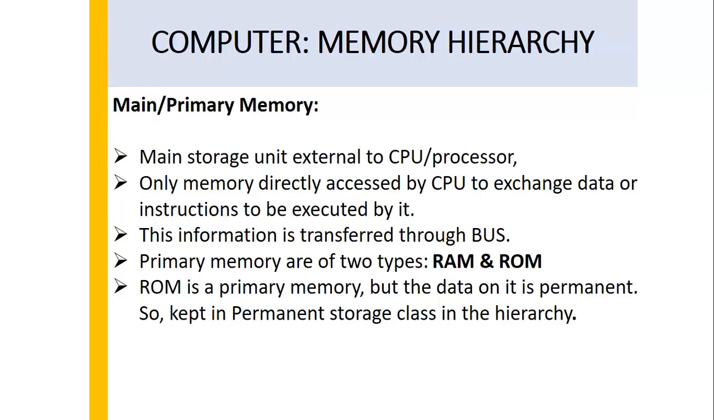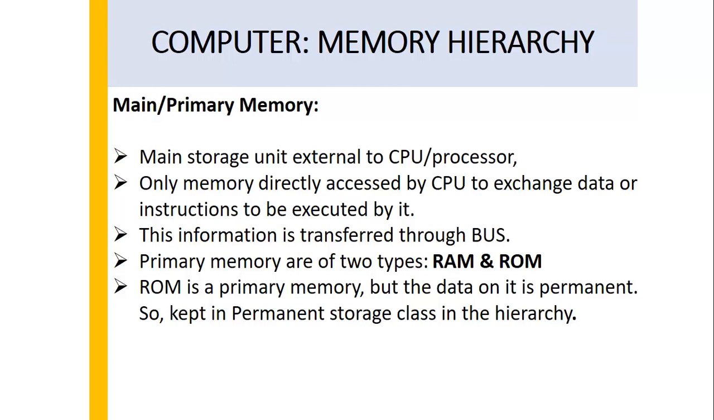To exchange data or instructions to be executed by it, the information is transferred through a bus. There is a series of 8-bit wires that travels from the CPU to RAM, technically called a bus, through which the data and instructions are passed to and from the CPU. The primary memory is of two types, RAM and ROM. RAM is random access memory and ROM is read-only memory.